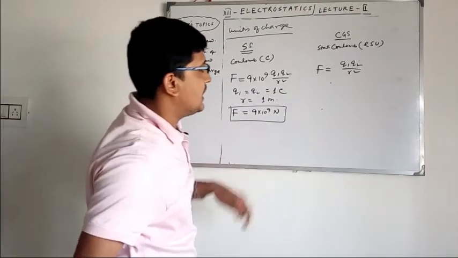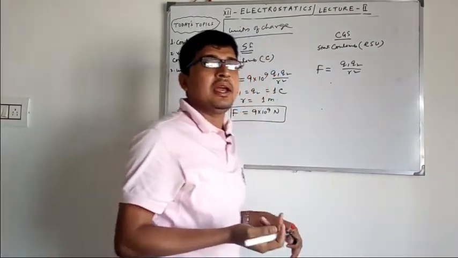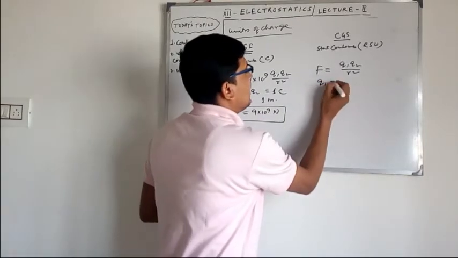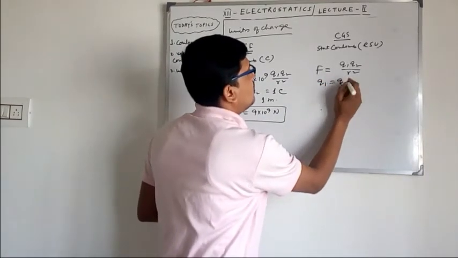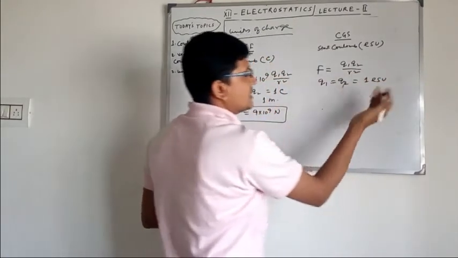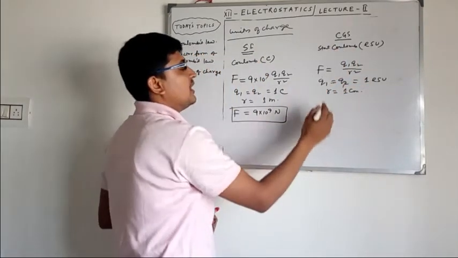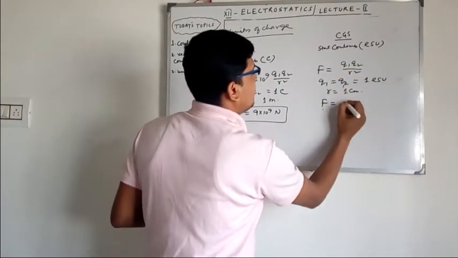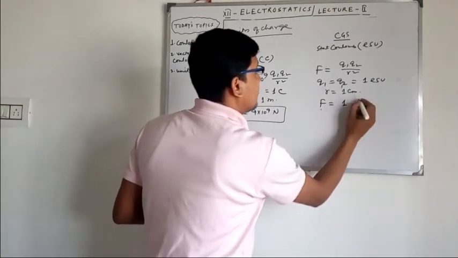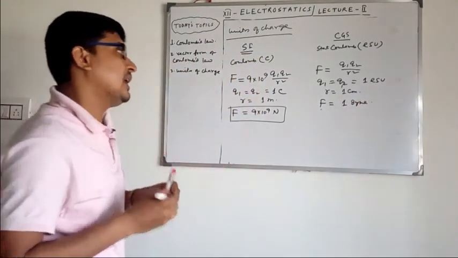Okay, one thing here, all the quantities will be measured in the CGS system. So in that case, Q1 equals Q2 equals 1 ESU or statcoulomb, and R equals 1 centimeter. If we put the values in this equation, then F will be 1 dyne.